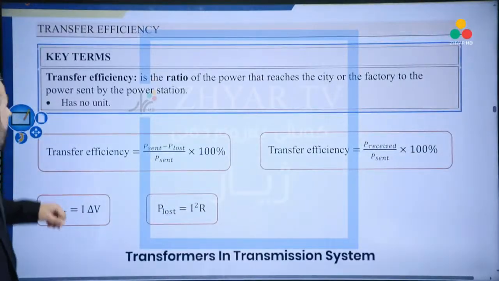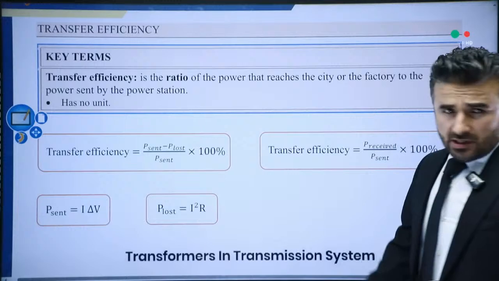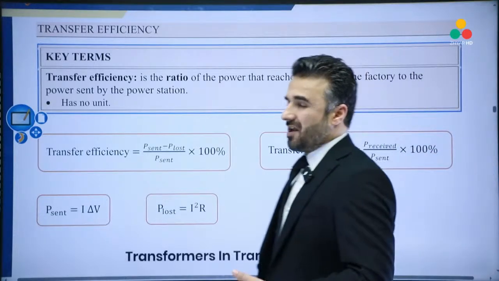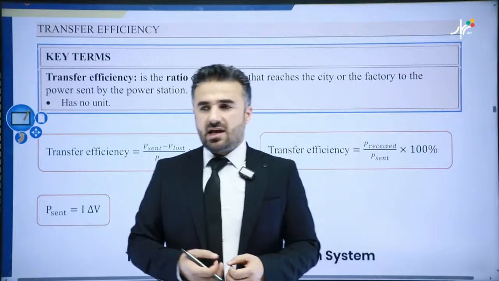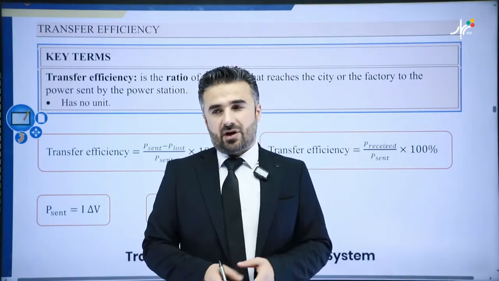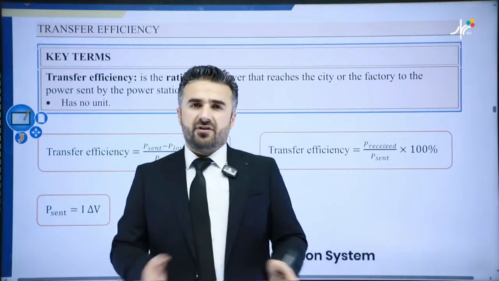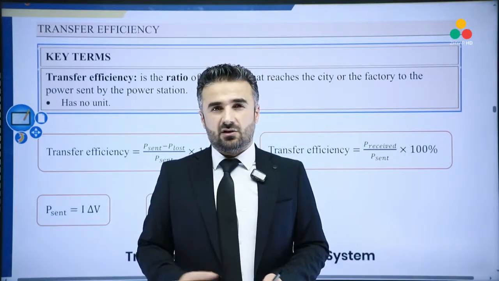Okay, now let's talk about transferring energy, or transfer efficiency. So what do we mean by efficiency here? For example, you have two machines. You say one of them has a better quality than the other one. What exactly do you mean by that? Now, in physics, sometimes we say one device is more efficient than the other one. What exactly do we mean by this?